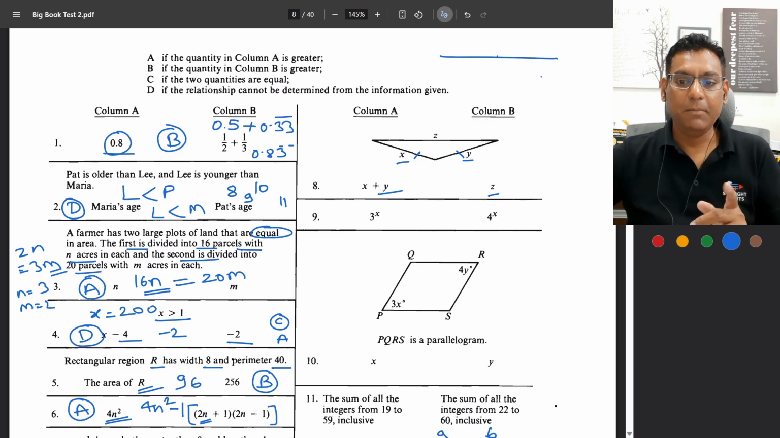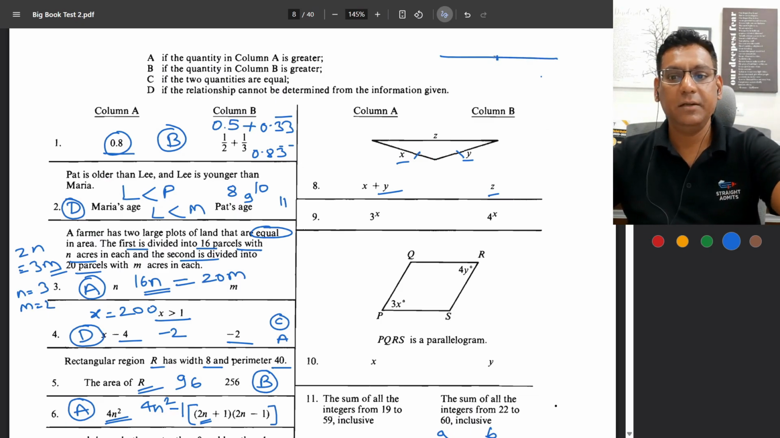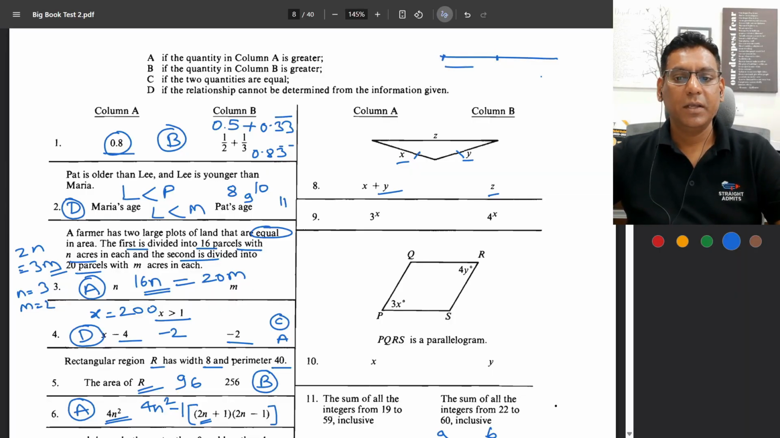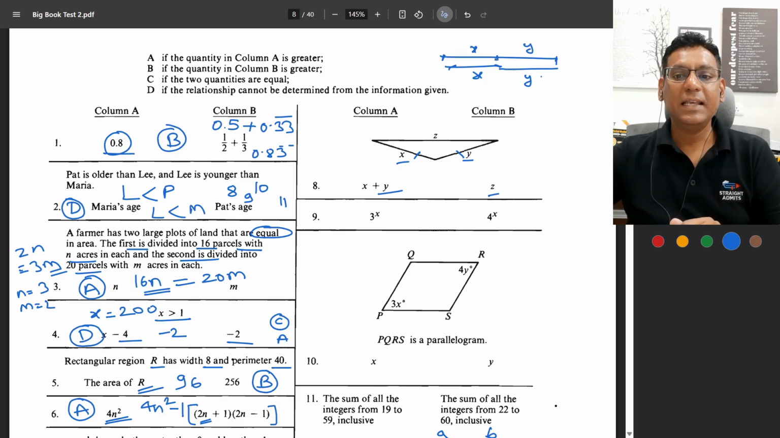If the sum of two sides is the same as the third side, let's say you start from here, you go x distance, then from this point you go y distance, and the third line is x plus y. In that case, the third point of the triangle will land on this line itself, right? There will not be any triangle.